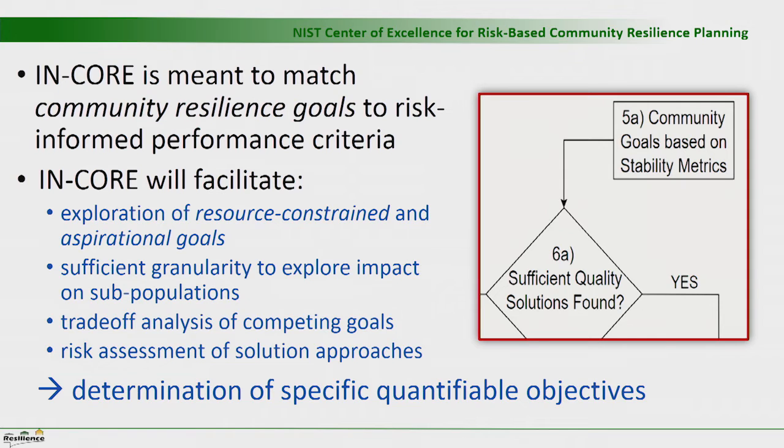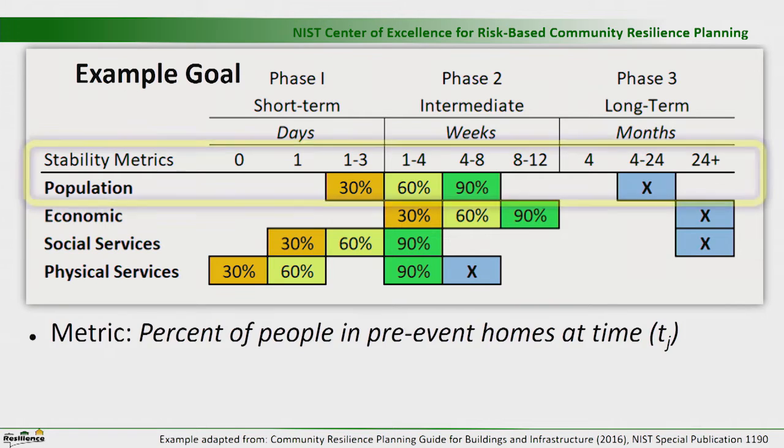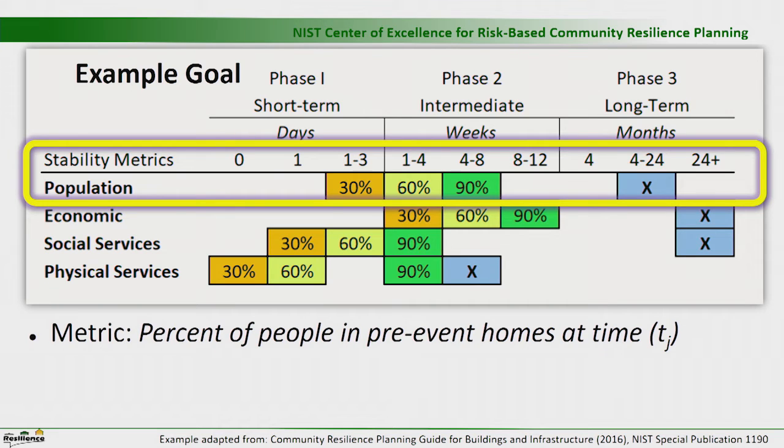Ultimately, the research objective is to establish and further the science of resilience. The tool enables one to determine rigorous, quantifiable, and specific objectives that can be tracked and measured through time. Taking a look at an example goal, which has been adapted from the NIST Community Resilience Planning Guide, we can consider the population stability metric, the percent of people that are in their pre-event homes at a given time at a specific location or within a subgroup of the actual community itself.